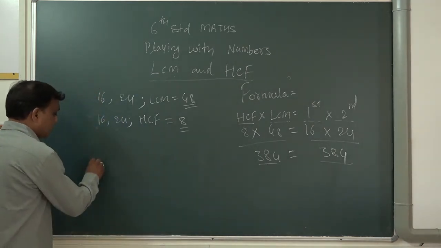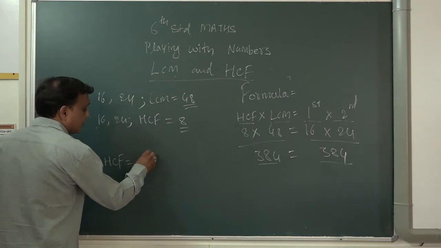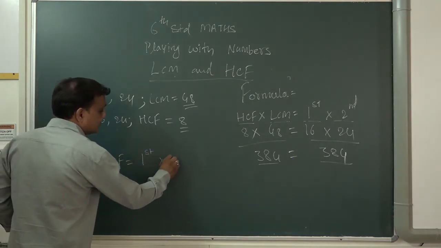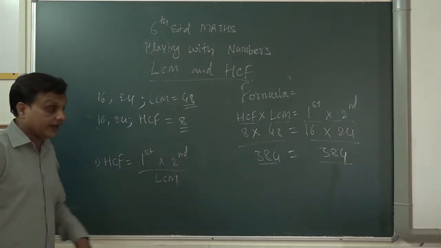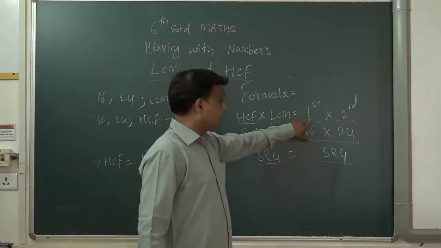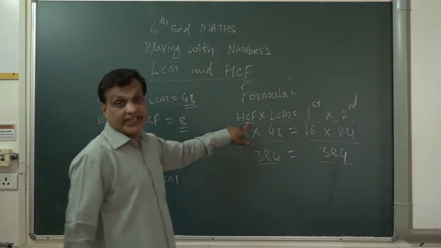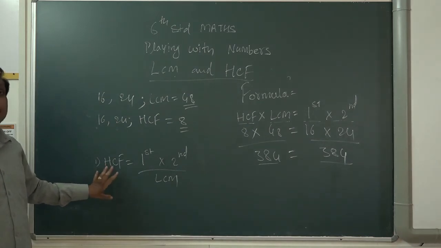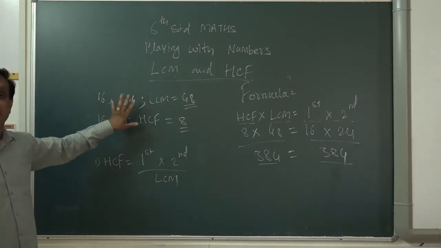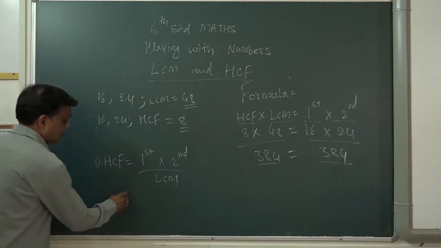The formula to find when HCF is not given: HCF is equal to first number multiplied by second number divided by LCM. It means this number multiplied by this number divided by this number, so you will get HCF. So you can check here. With these numbers only we are checking. That's why I kept them here. HCF is not given, for example.